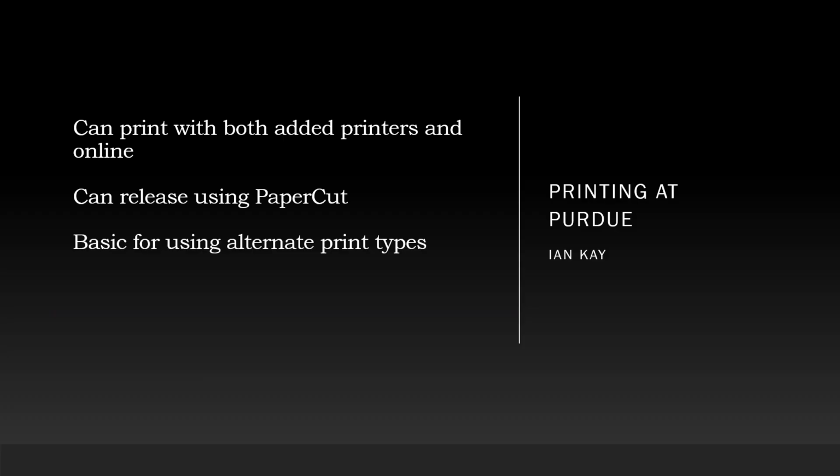Hopefully now you understand the basics of printing at Purdue and understand that it is not as weird of a process as it initially seemed. You can print with both different types of printing and can release using PaperCut, as well as some of the basics for using alternate print types. If needed, even more information is listed on Purdue's ITAP website. I hope you had a good time, and don't be afraid to experiment with printing. There's many different things you can do, including different formatting, sizes, colors, and so much more that you can use to spice up your projects and spice up your work.